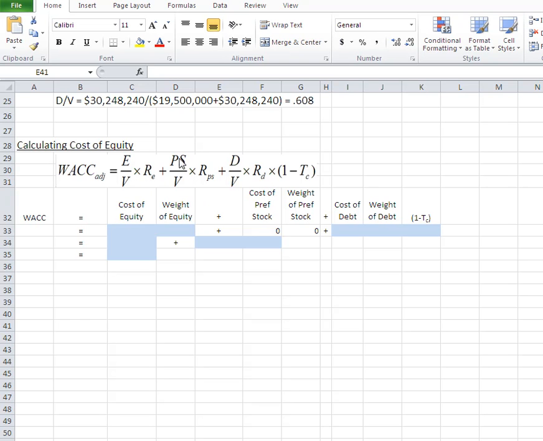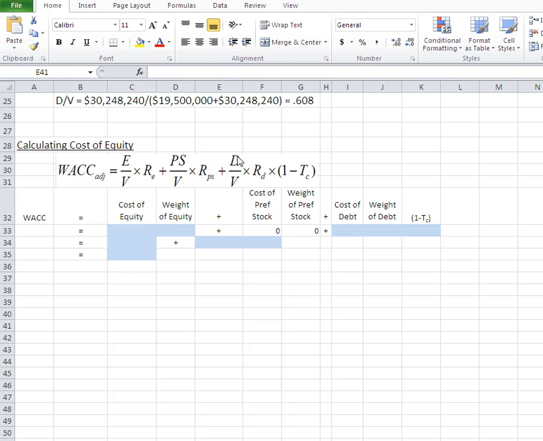The next part of the equation focuses on preferred stock. So if you took how much total preferred stock you had in relationship to your total assets, or your total equity plus liabilities, and multiplied that times the cost of your preferred stock, that would be the second component.